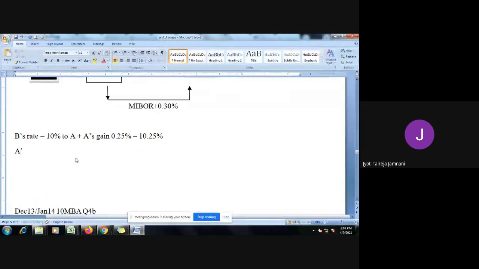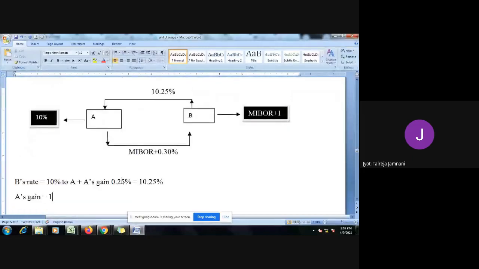A's gain: it received 10.25%, and it has paid in the open market 10%. So its gain is 0.25%. Similarly, we'll see B's gain.